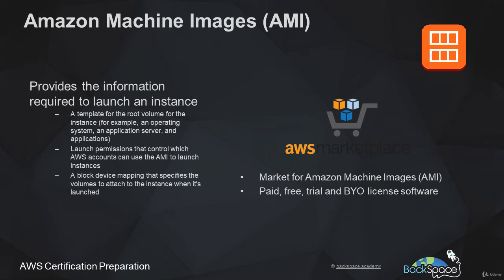AMIs can be put on the AWS Marketplace, so they can be sold, or they can just be put there for free. So you can have paid AMIs on there that you can pay for and use. If you want an AMI to run SAP, for example, you can pay for that and pay by the hour. There are free ones, there are trial ones, and there are ones where you can bring your own software. So you might be running Windows and Internet Information Server, and you'll bring your own license for that, and you can actually do that.